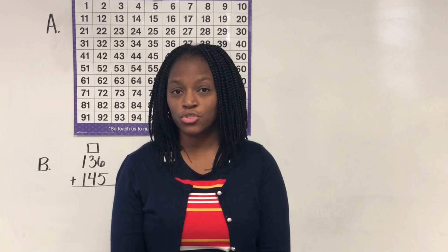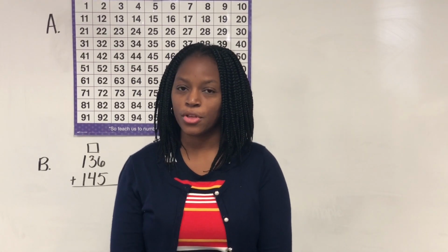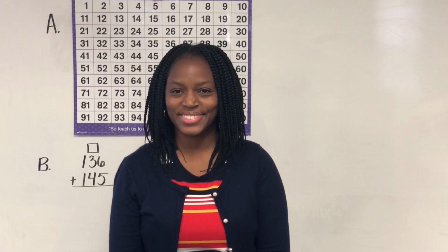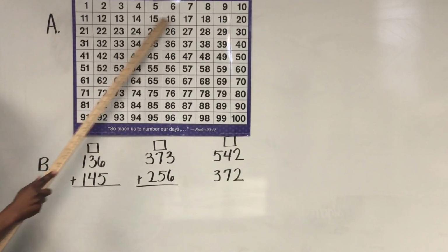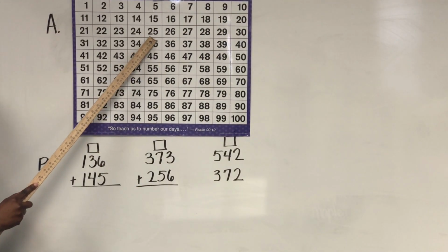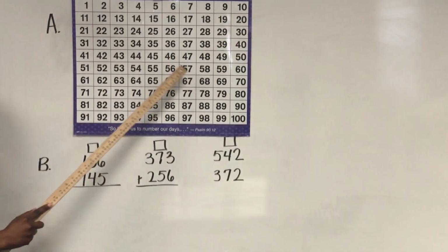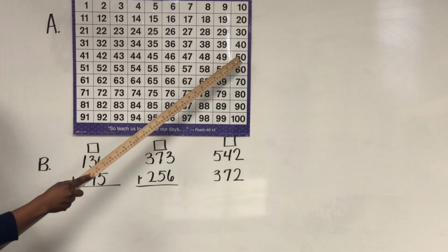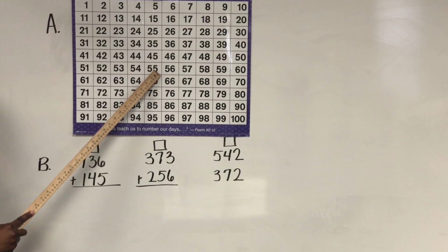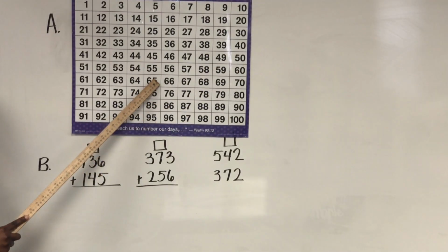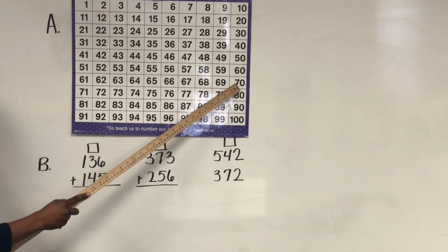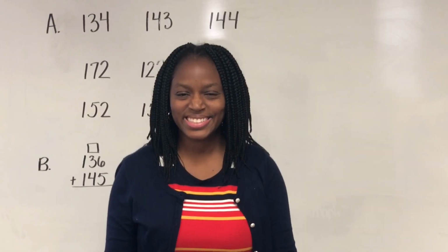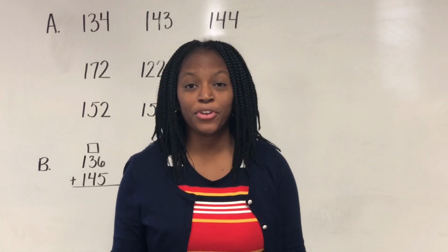Boys and girls, please join me as we count by fives, starting at the number 15, stopping at the number 75. 15, 20, 25, 30, 35, 40, 45, 50, 55, 60, 65, 70, and 75. All right, boys and girls, thank you for counting with me.